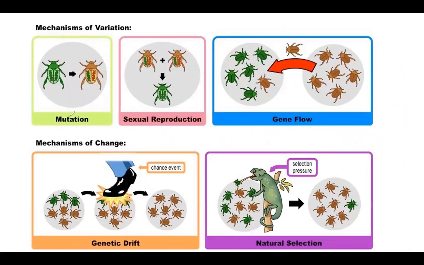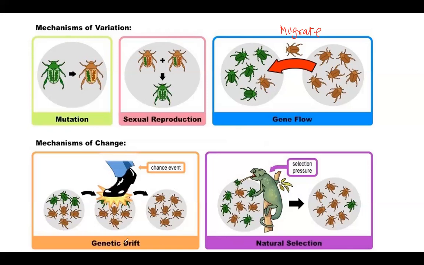The first is mutation. What's a mutation? A sudden change in the genes. During sexual reproduction, meiosis happens. That mixes the genes. Gene flow: what is gene flow? When animals migrate from one population to another. Here you can see they're migrating from the brown population to the green population. When animals move from one population to another, that's called gene flow.